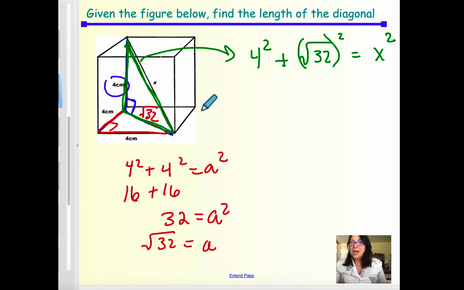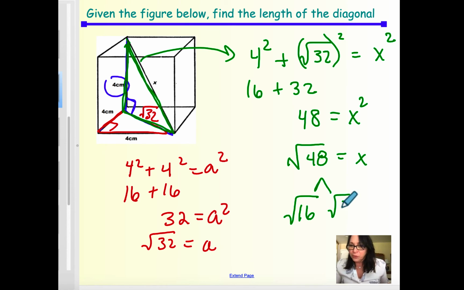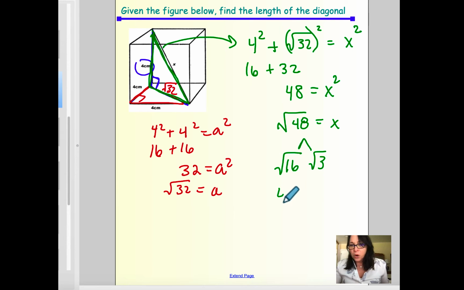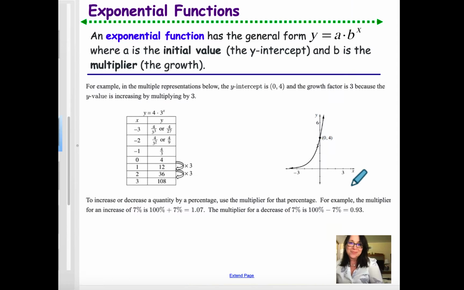Now, I know a lot of you want to take the square root of 32 and reduce that. Try not to do that if you can help it, because then you just have to square it. It's a lot easier. So we have 16 plus 32, which is 48, is equal to x squared. So my value of x, that length of the diagonal in the cube, is the square root of 48, which you're not going to leave like that. You're going to actually reduce that to root 16 times root 3. So we're going to get 4 root 3 is equal to x. So that's the length of the diagonal in that figure below.